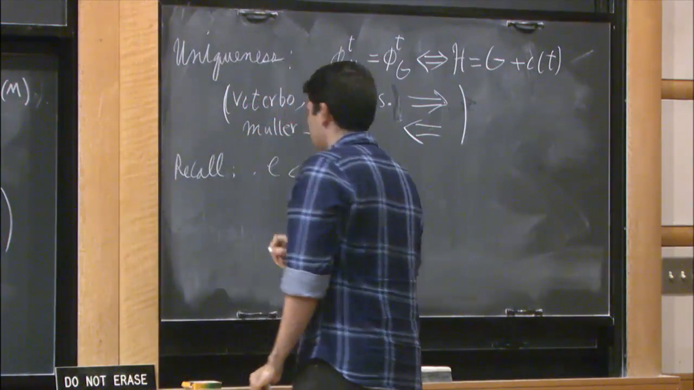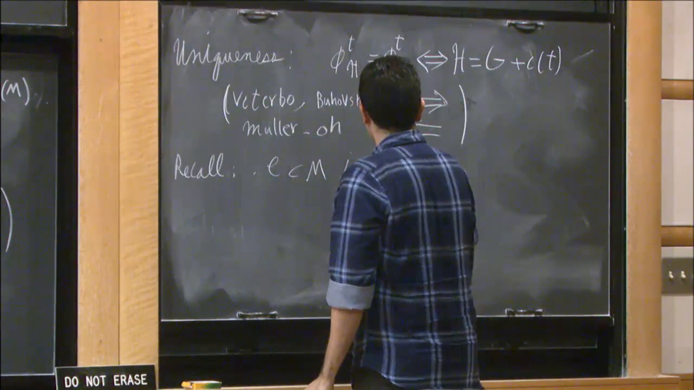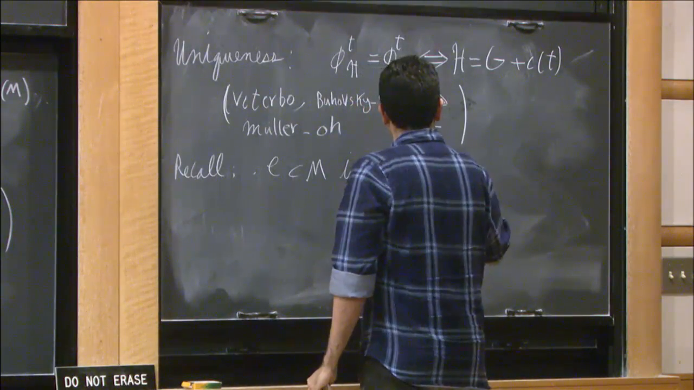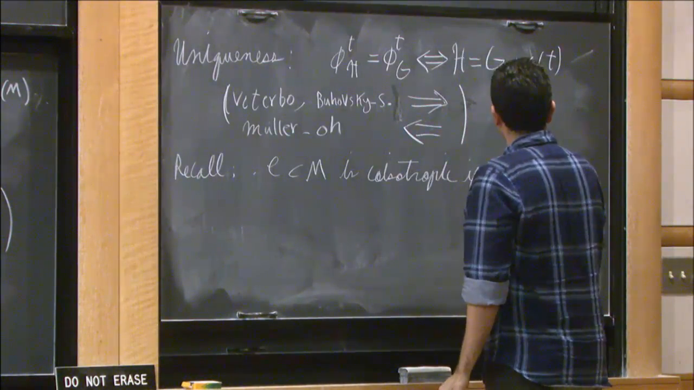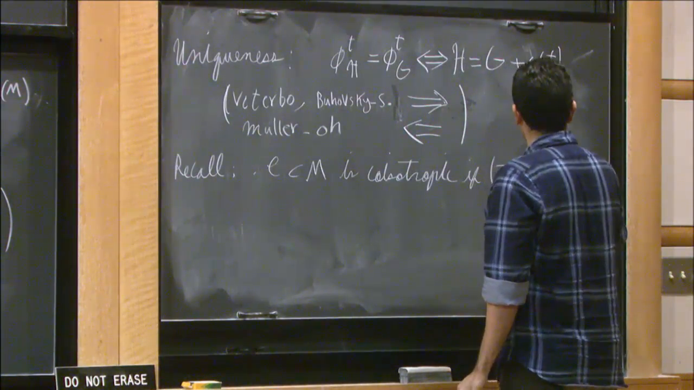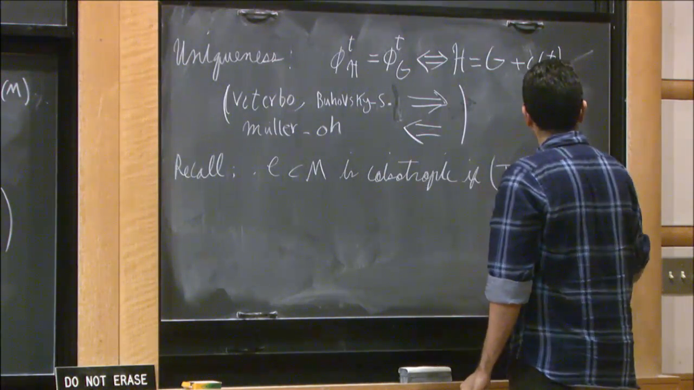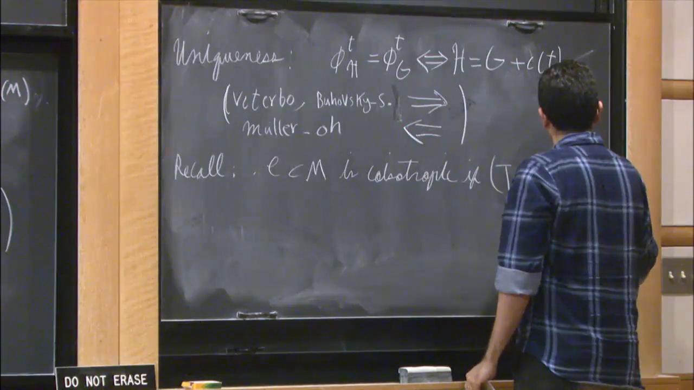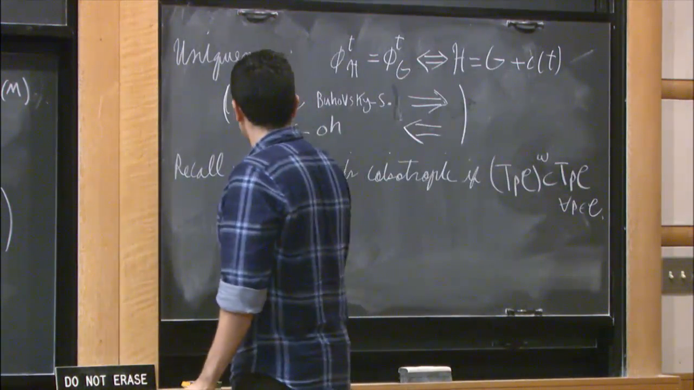I'll say a submanifold of a symplectic manifold is coisotropic, everybody knows what that is, if the symplectic orthogonal to each tangent space is contained in the tangent space itself for all p. Okay, so examples: hypersurfaces and Lagrangians.